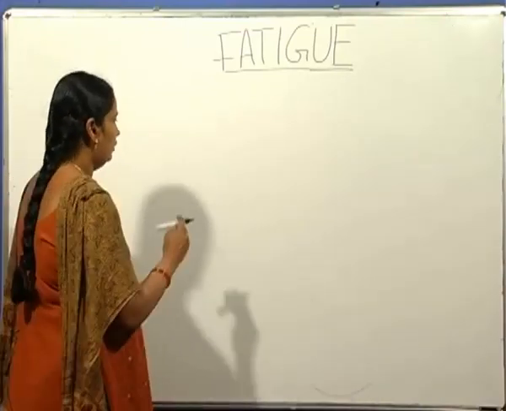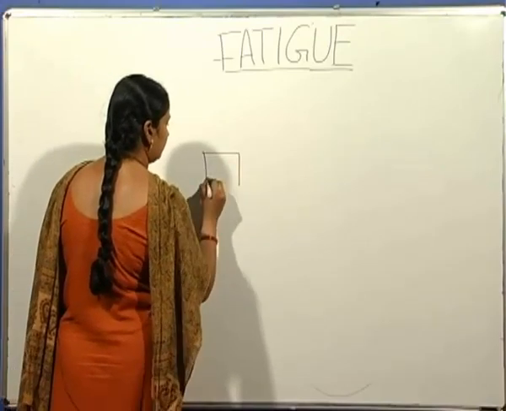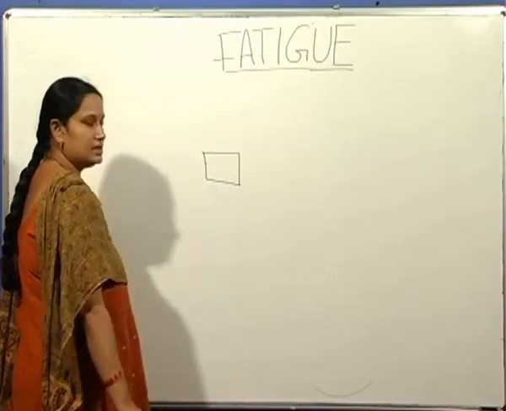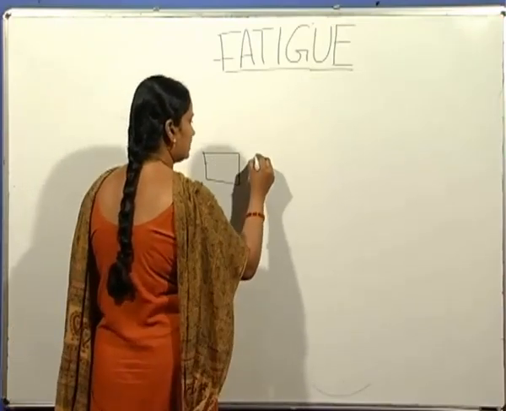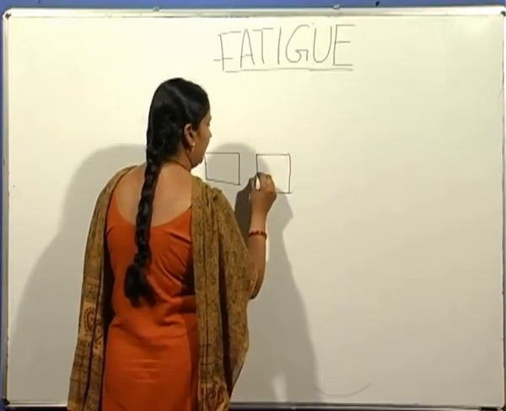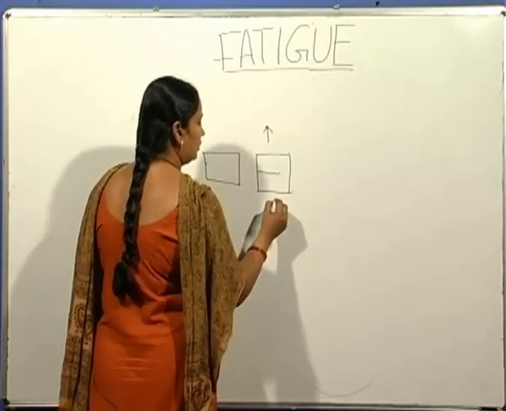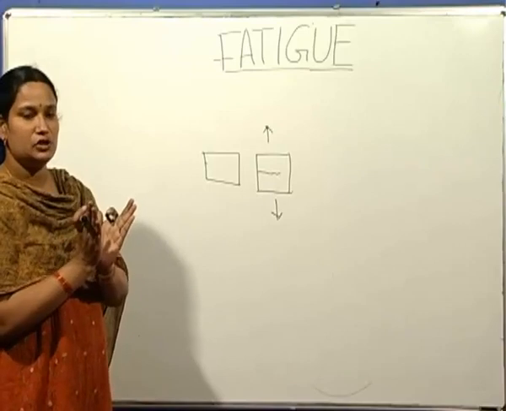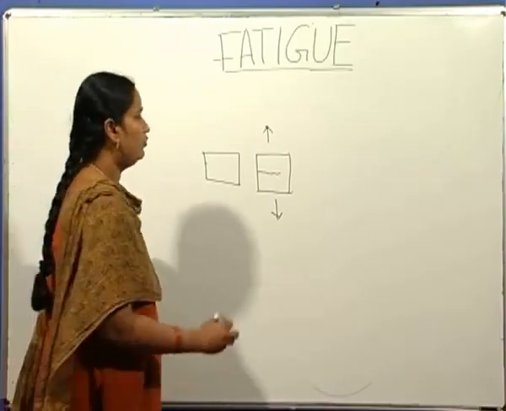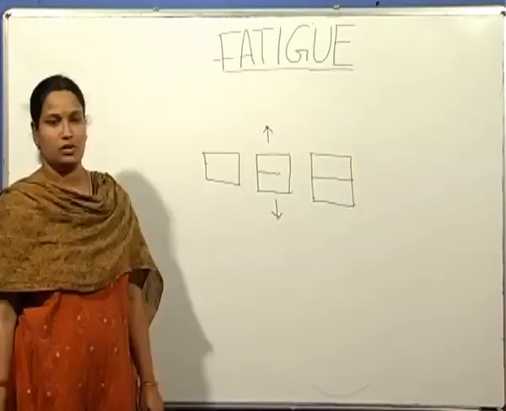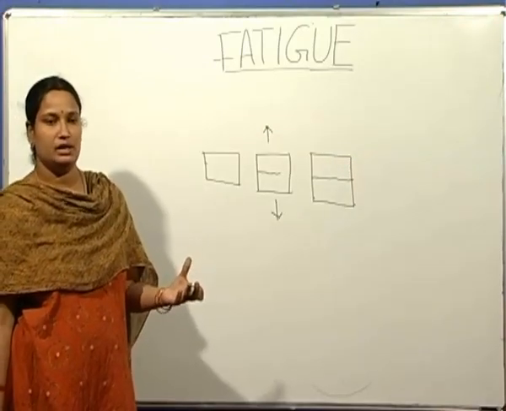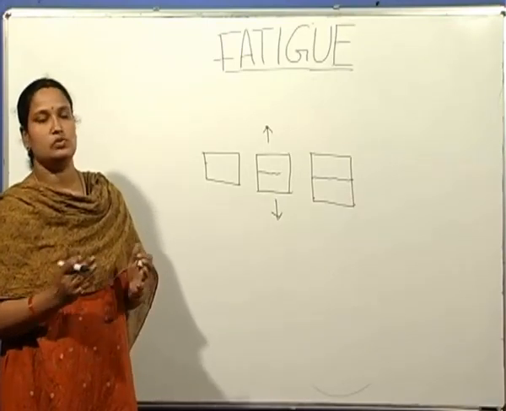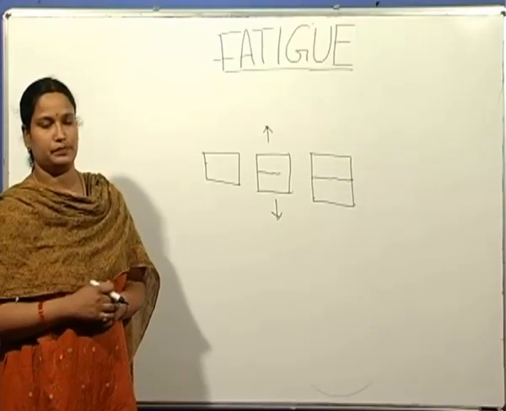So once the crack nucleates at the surface, crack nucleation occurs at the surface, and this crack propagates in a direction perpendicular to the principal tensile axis and finally leads to failure. When the remaining cross section of the material becomes so low that it is unable to withstand the load, finally the material undergoes fracture.